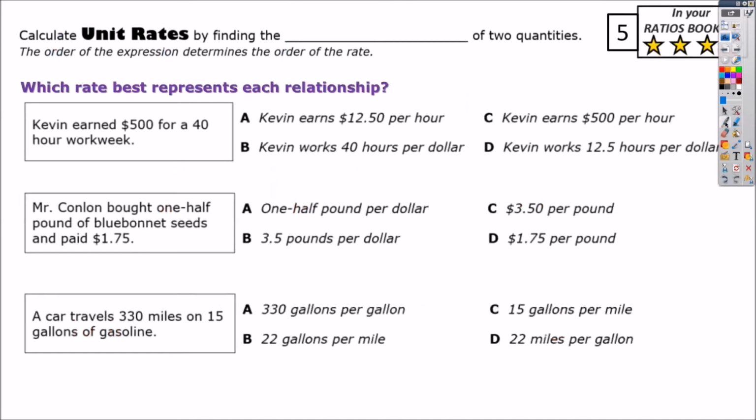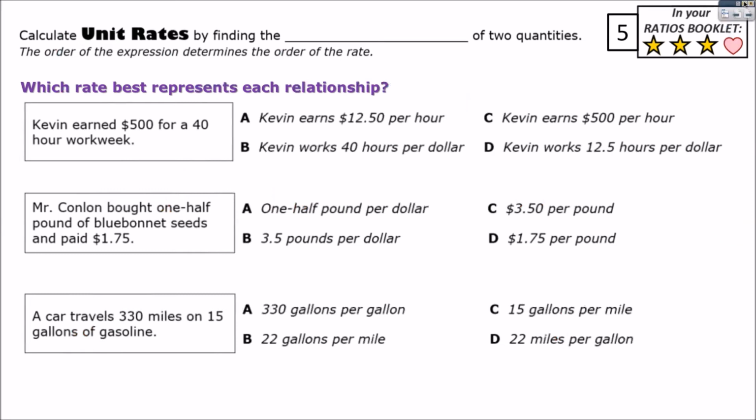Okay, now I'm going to teach you a shortcut. I love my shortcuts, y'all know that. All right, so here it says, which rate best represents each relationship? So you want to find the unit rate. Remember, how much it is for just one. But I'm going to show you how you can narrow this down to just 2 answer choices.